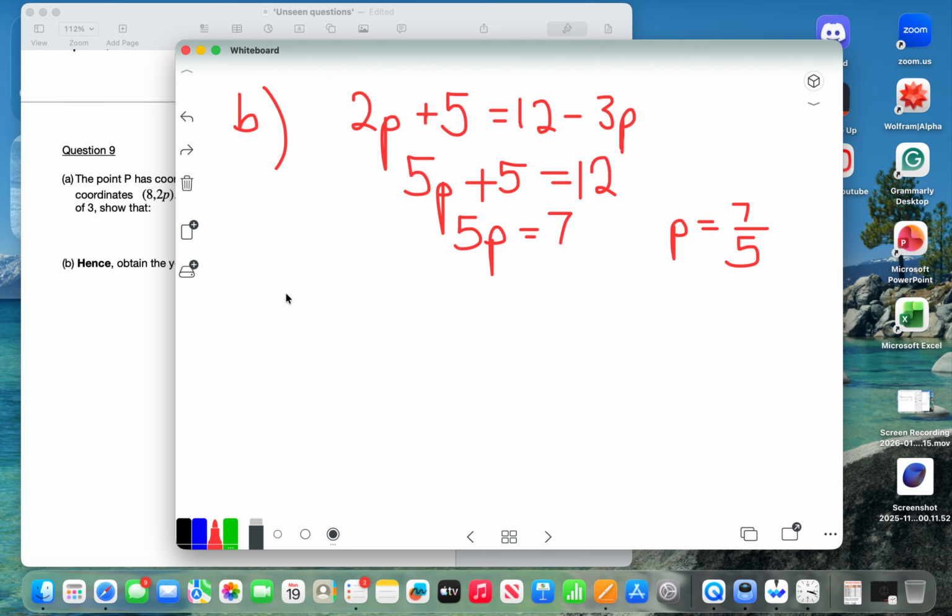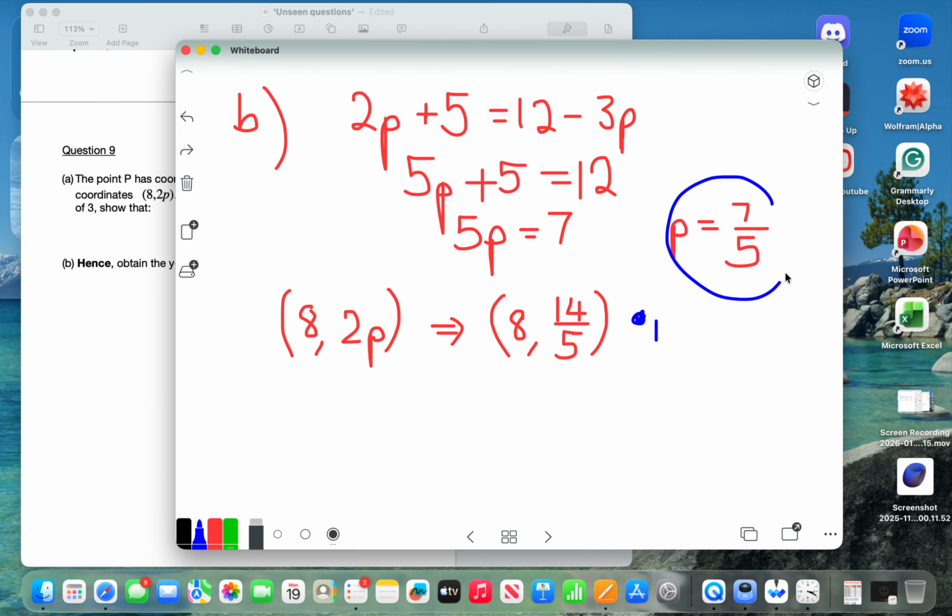I'm going to go with the point (8, 2p), and I'm going to substitute the value for p into this. We get 8, and 2 times 7 over 5 is 14 over 5. Now this would get you 1 mark for being able to substitute into one of the points and for getting this. So all of this is 1 mark.